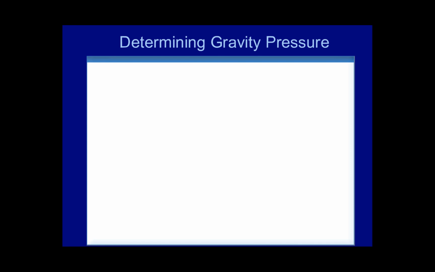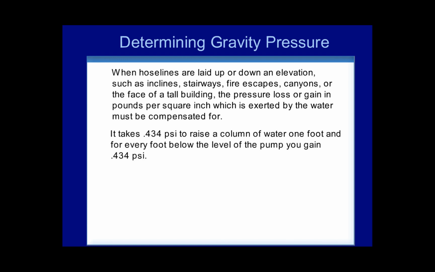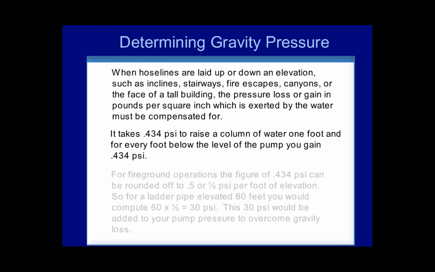Determining gravity pressure. When hose lines are laid up or down an elevation, such as inclines, stairways, fire escapes, canyons, or the face of a tall building, the pressure loss or gain in pounds per square inch, which is exerted by the water, must be compensated for. It takes 0.434 psi to raise a column of water 1 foot, and for every foot below the level of the pump, you gain 0.434 psi.